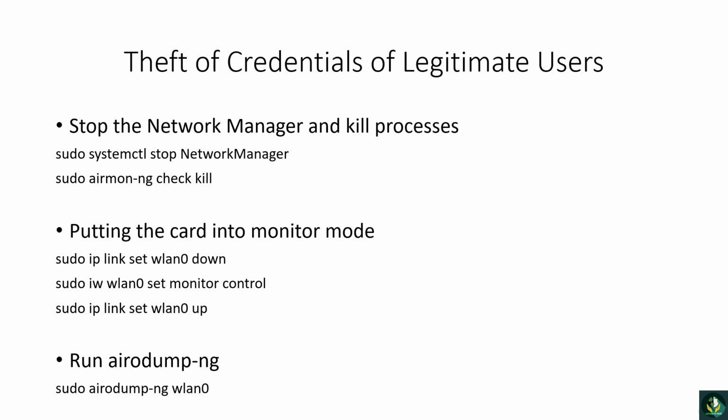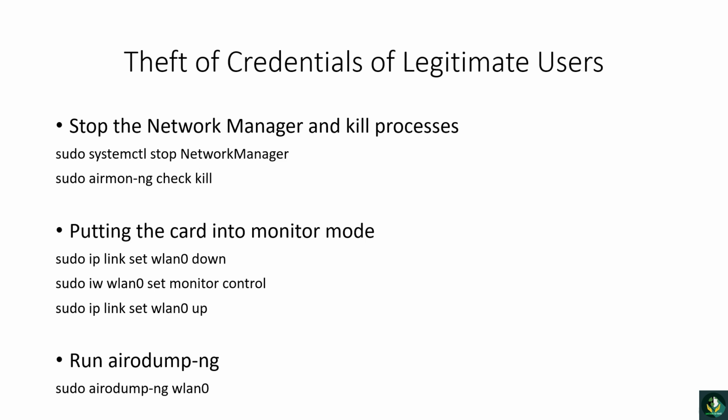So first we need to stop the network manager and kill processes that can hinder us, using this very simple command. Next, in the command, if necessary, replace the name wlan0 with the name of your wireless interface, putting the card into monitor mode. This line means it will set your network down, then set monitor mode, and then bring your network back up.